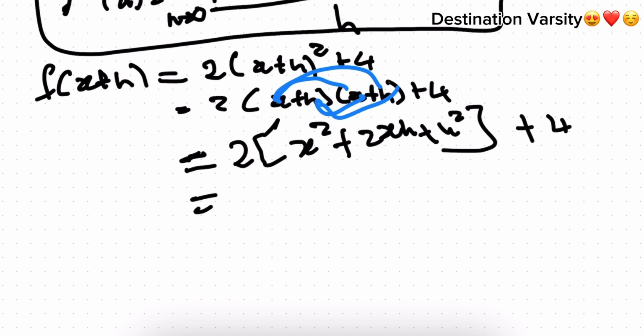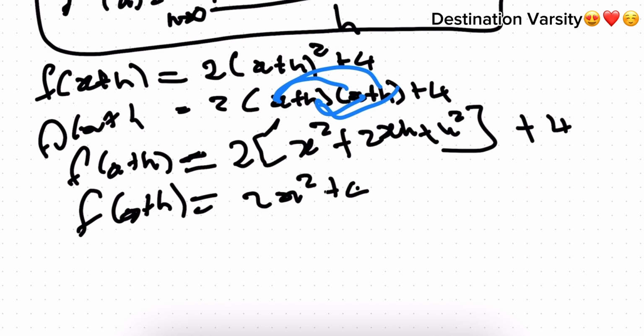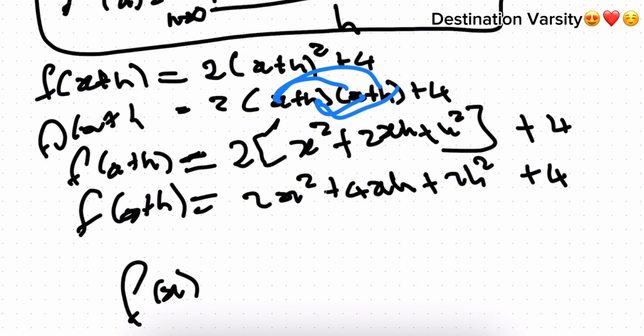Then you will be having, this is f of x plus h, right? So you'll now be having 2x squared plus 4xh plus 2h squared plus 4, right? You feel me? Okay, what is f of x now? You know that your f of x is equal to 2x squared plus 4.